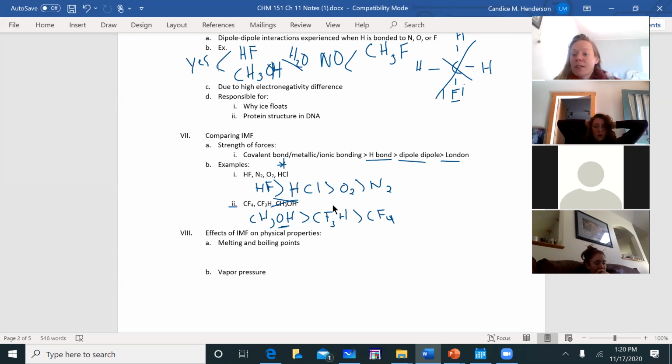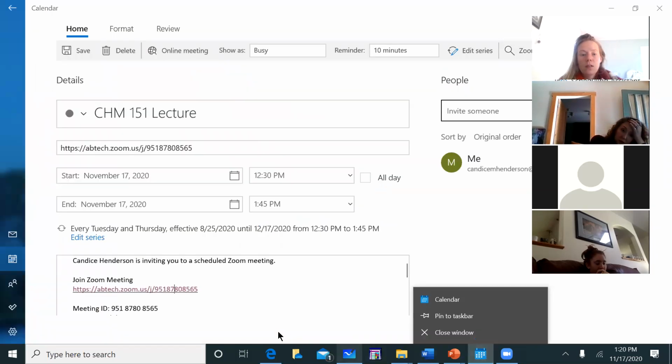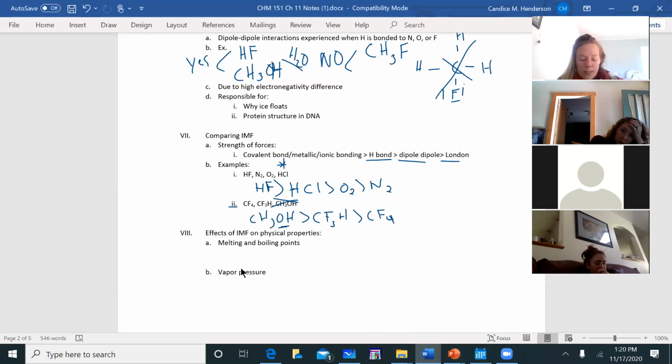So why do we care about these intermolecular forces? Because they have a big effect on phase changes or the physical properties of the material. So as far as melting and boiling points are concerned, if you have a large intermolecular force, what do you think is going to happen?